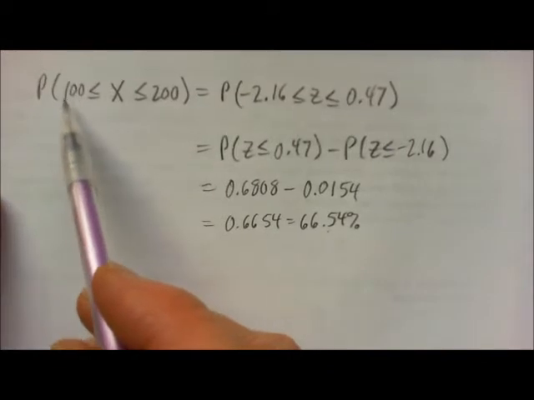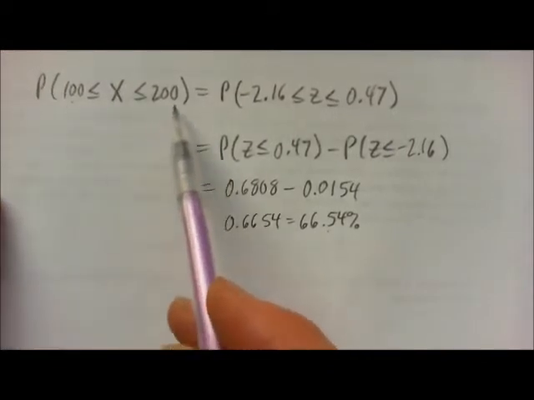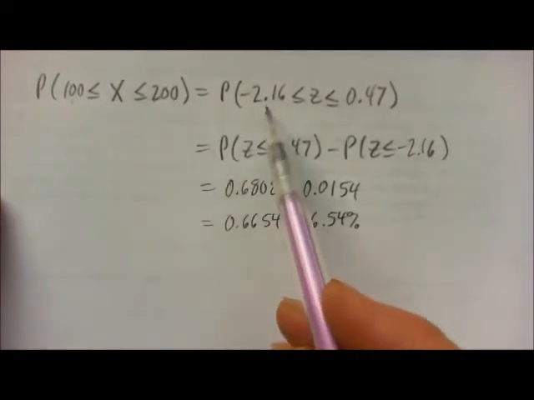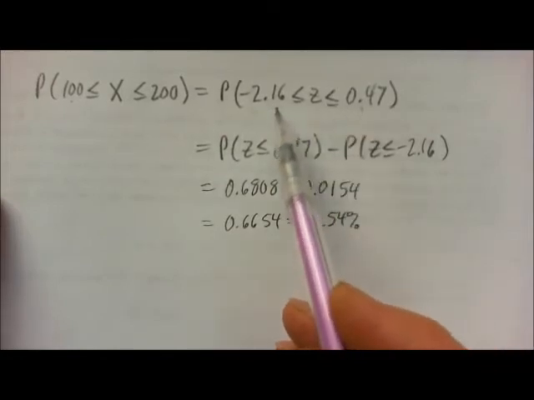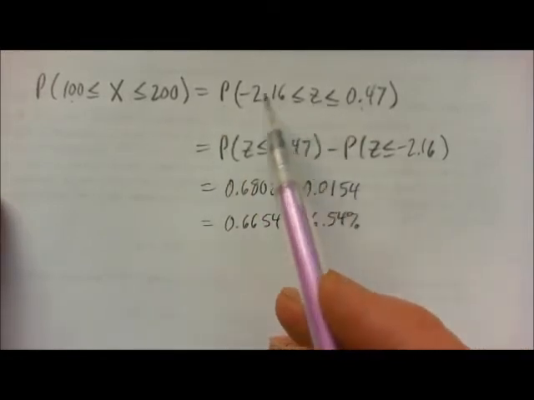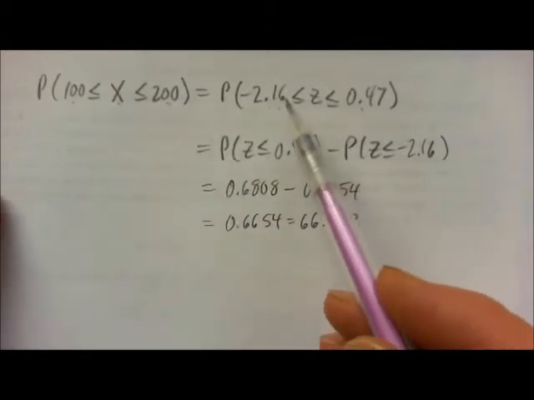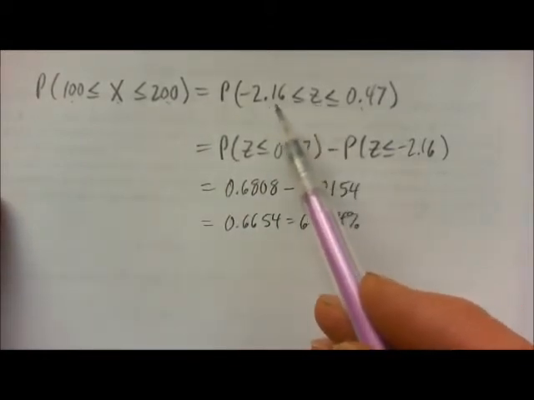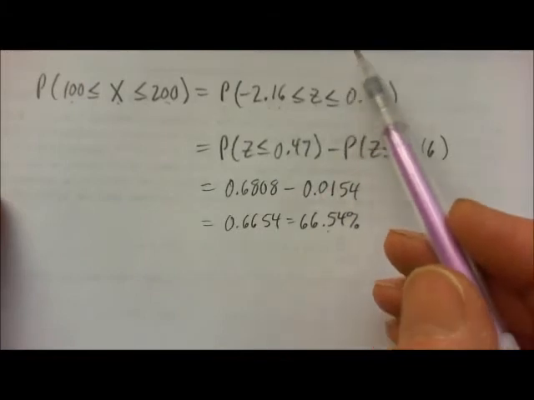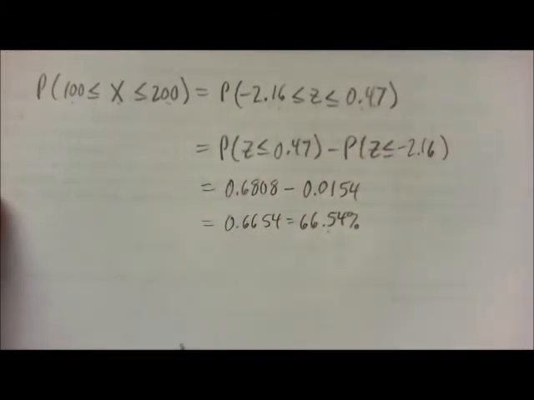Notice what we do to do this is we set up the probability we're looking for, and we just translate everything over into z's. So we still have a probability, but instead of looking for the probability that x is between 100 and 200, we look for the probability that z is between the two z values that correspond to our x's. So that's pretty much all there is to this.